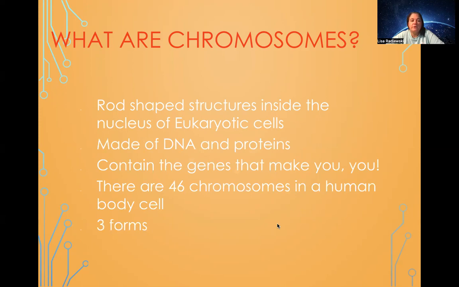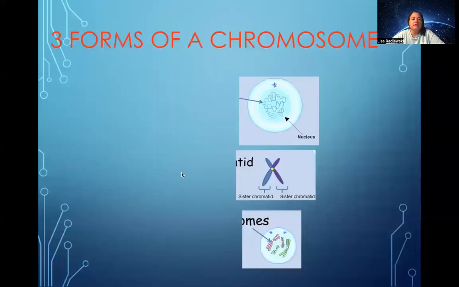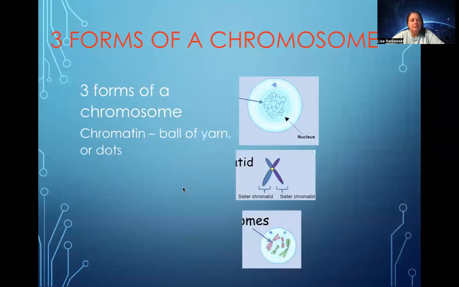There are 3 forms of a chromosome. All right, so here are pictures of all 3. The first one is chromatin, and that's pictured here. See all that little stringy blue line? That is chromatin. That is the form of a chromosome when the cell is growing, for example. It looks like a ball of yarn, or depending on the diagram and the microscope, sometimes it might look like just dots in there.